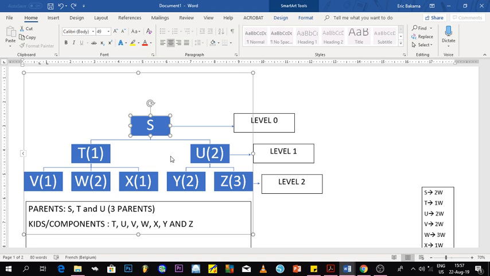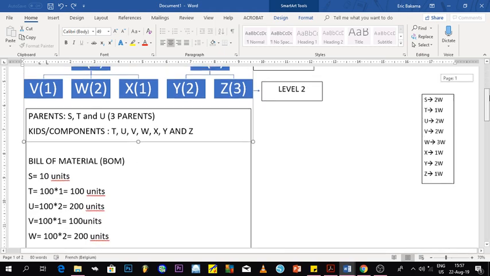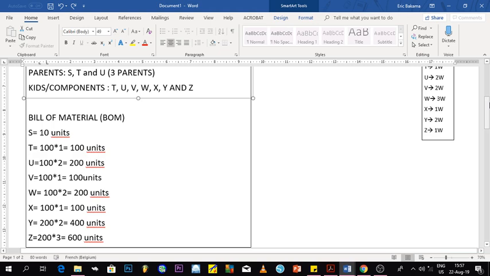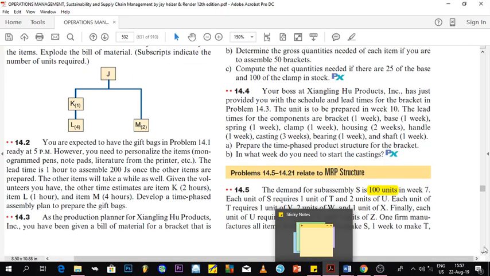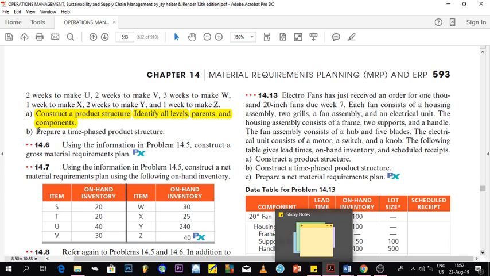So I think by now you grasp a basic idea of why we call it like that, and how you solve the bill of material. Now, after solving the bill of material, we are going to come back to the question. The question was asking us to prepare a time-phased product structure. The time-phased product structure is the same thing as the product structure, with the difference that we add another component, which is the time, which is the lead time.